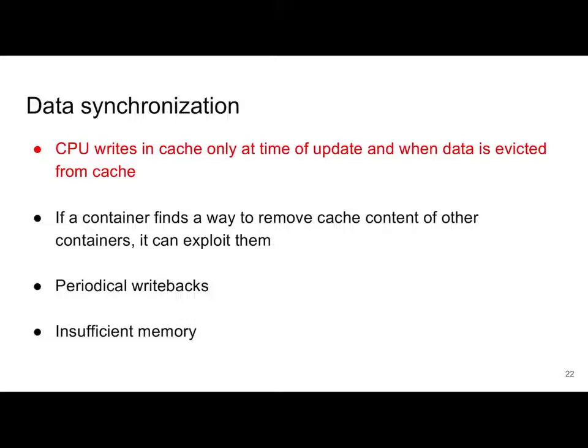When the CPU writes in a cache, it writes only at the time of update. So whenever the caches are cleared, it again writes the data from the cache to the memory or the disk. So this takes a huge amount of time. Writing in a cache is easy and faster, but writing to a disk is slower compared to writing in a cache. Here we are going to exploit this. If a container finds a way to remove cache content of another container, it can exploit them.